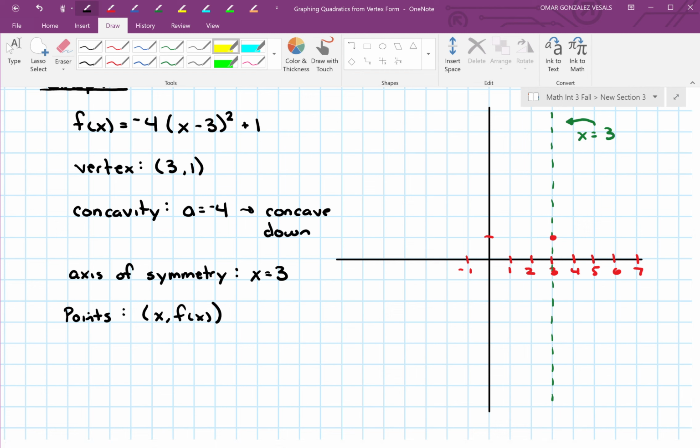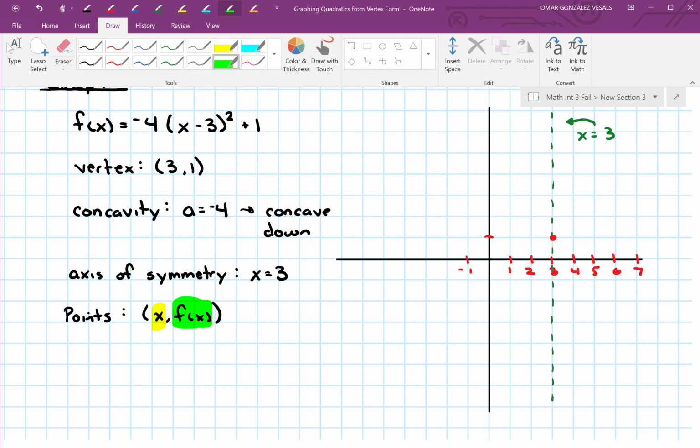X and f of x. Let me go up here so I can try to make a point for you guys. I'm trying to show you so I can get it across. Is this already a point? Yes. We already have one point, which is (3, 1), right? And we know that this is symmetrical. That means whatever exists on this side also exists on that side, right?